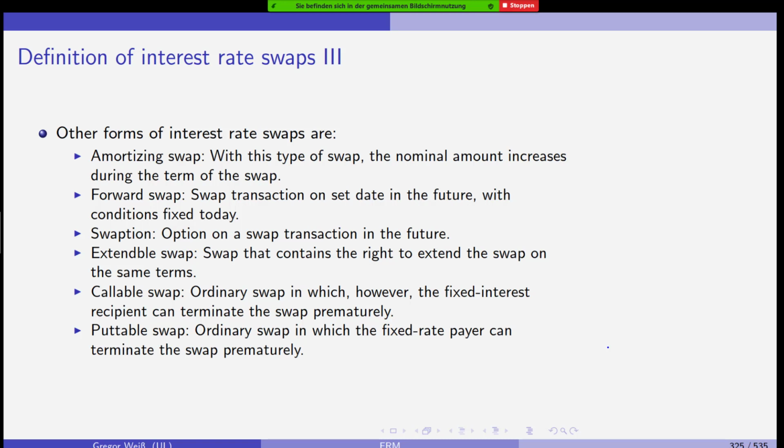There are also different types of interest rate swaps. For example, amortizing swap, forward swap, extendable, callable, puttable swap, etc. I think the most interesting version of a swap is a swaption. This is an option on a swap contract in the future. So you have the right, but not the obligation, to enter a swap contract if you like.